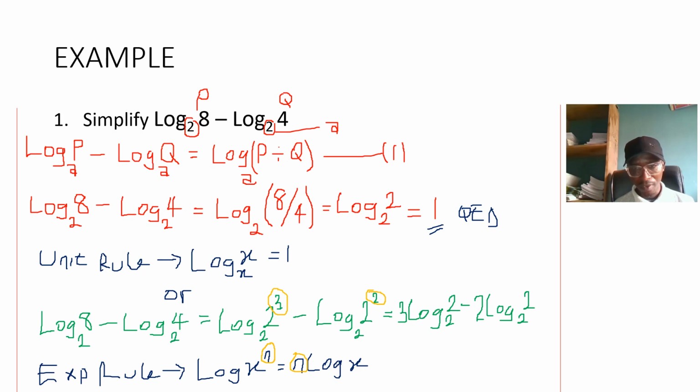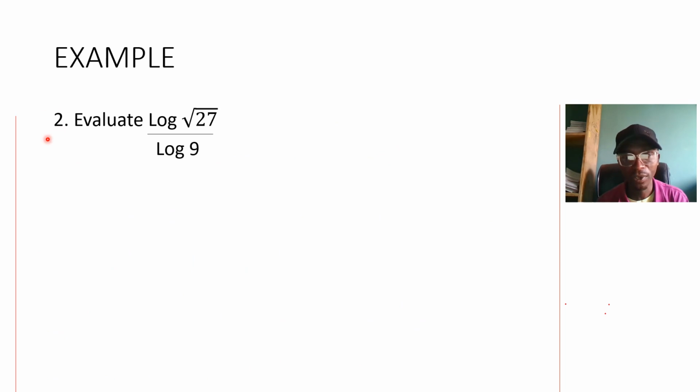If log 2 base 2 turns to 1, and also log 2 base 2 here turns to 1, that implies that we have 3 minus 2, and 3 minus 2 will definitely give us 1, which is the same answer that we got when we used the first method. So either use the first method or the second method, we still arrive at the same answer. I hope that is clear, class. Now let's try the second question, question 2.